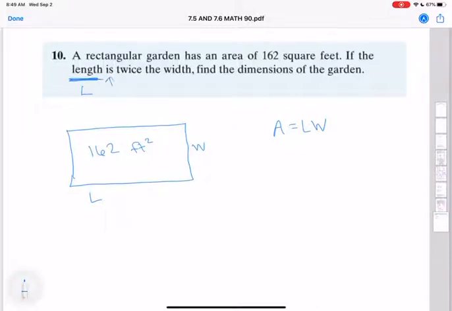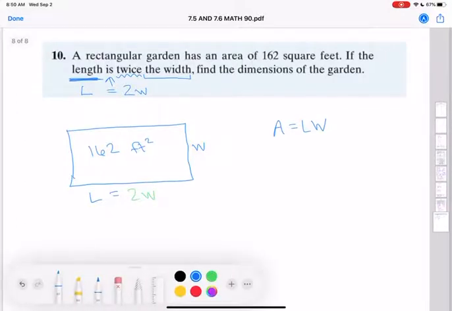is, in math the word is means equals. So the length equals twice. What do you think twice means? 2, right? So length is twice the width. So if it's twice the width, how would I get twice the width? 2W. So L equals 2W. So the length is twice the width.